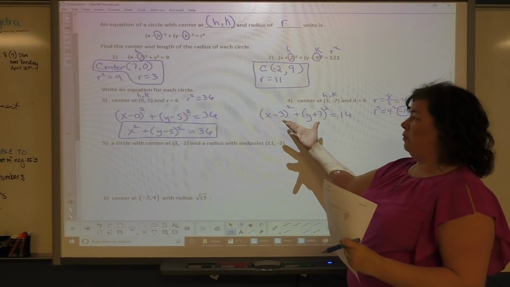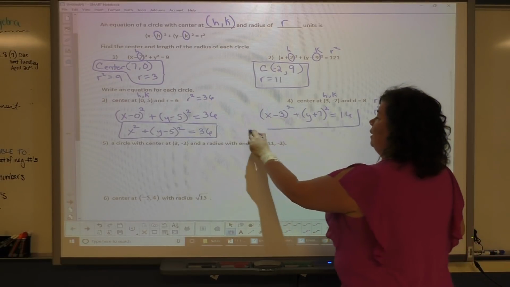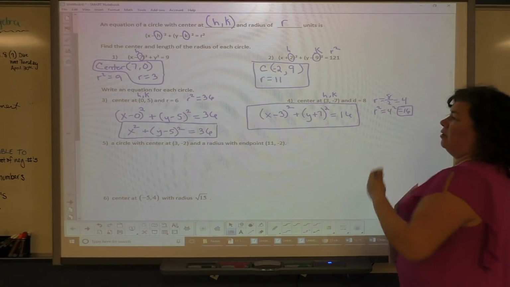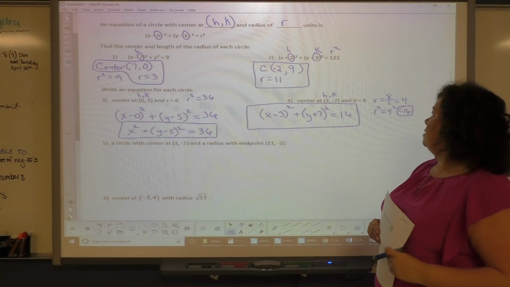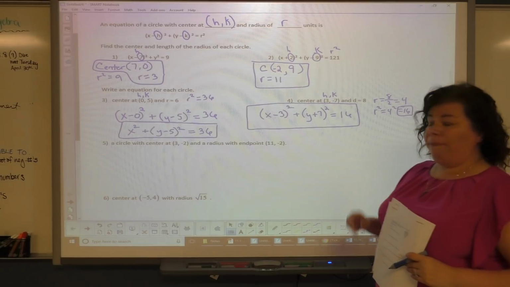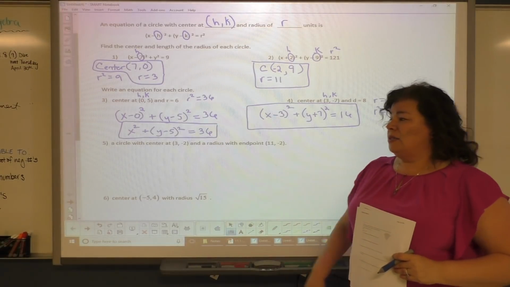And there is no more simplifying to do. We are done. So this is our answer with center at 3, -7, and a radius of 4. All right, next.